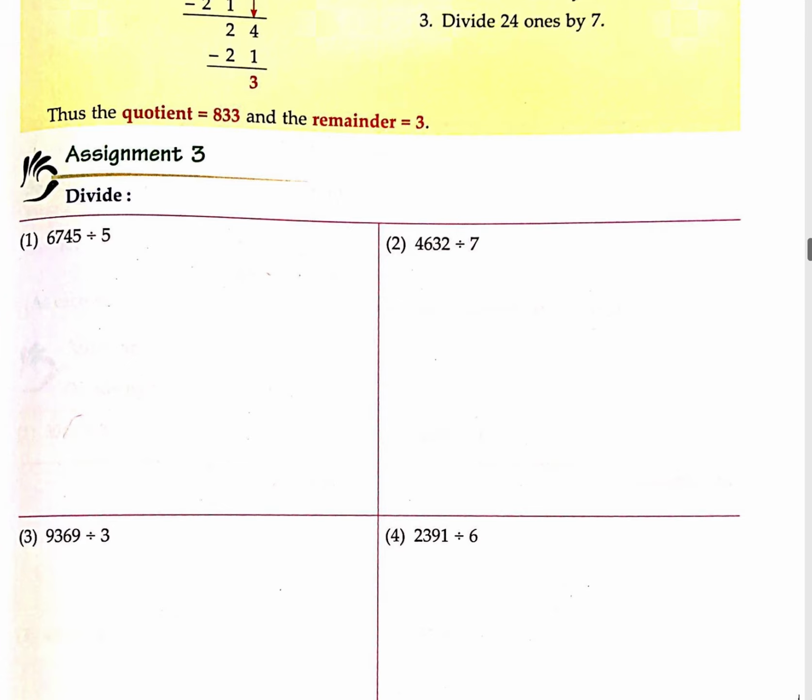Now we will do an assignment to understand better. 625 divided by 5. 6745 divided by 5. So here 5 is the divisor and 6745 is the dividend.